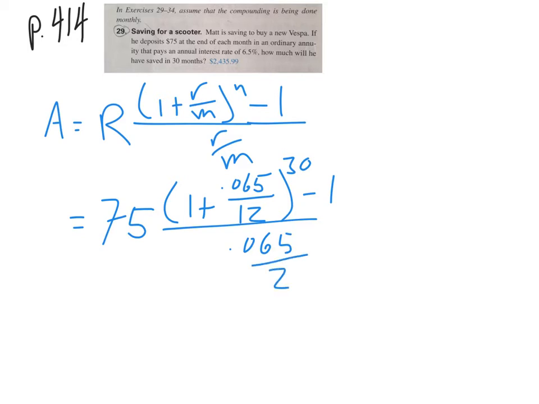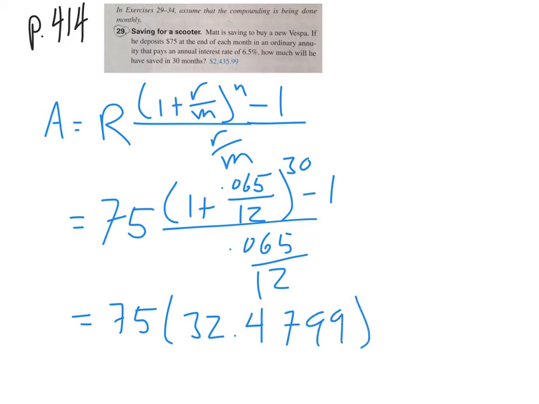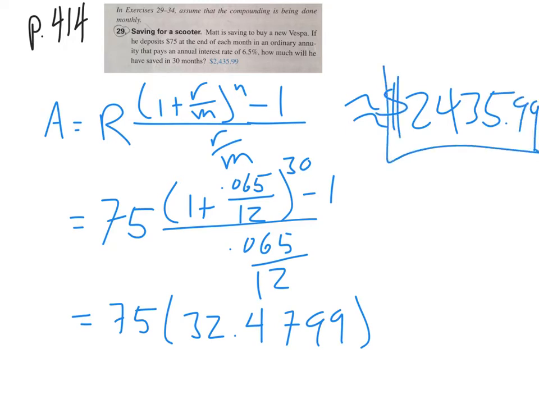So just like last time, I recommend you calculate the fraction part first, get an answer, and then multiply that by the 75. If you do that in this problem, this should be a 12 here. You should get 75 times about 32.4799, we'll call it. And then when you multiply that by 75, you get a final answer of about 2435.99. That is rounded to the nearest cents, and that is in money.